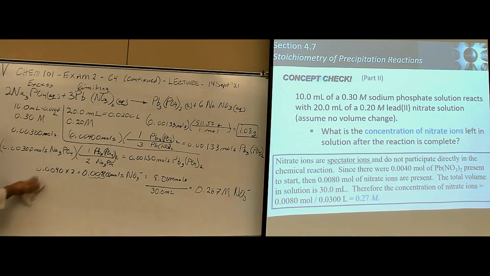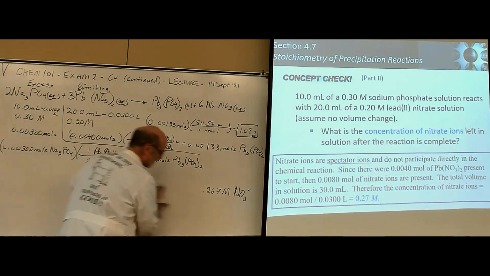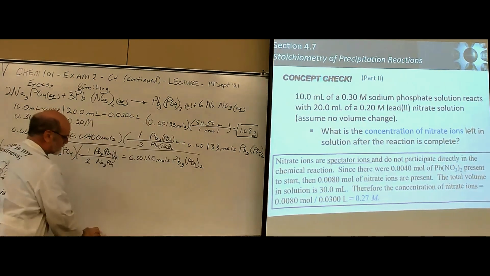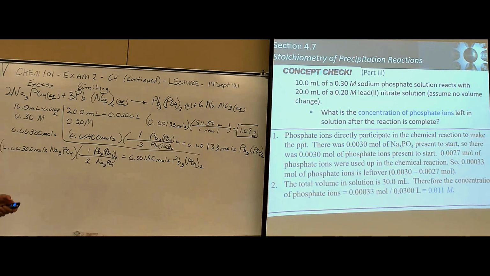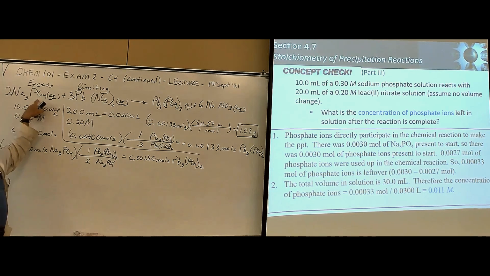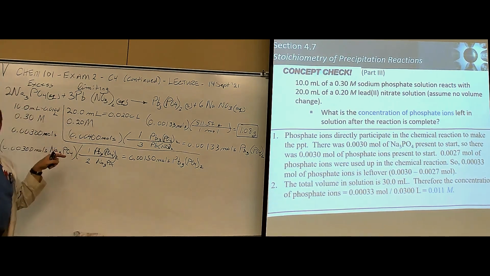Got it? I don't want to erase something important, but I do need the space to answer the next question. All right, next question is a little more difficult. What's the concentration of phosphate ions that are left over? Isn't this excess? That means some of those phosphates are left. They remain. And they're going to be diluted by that volume. But we've got to find out how many moles are left behind. Okay, how do you do that?